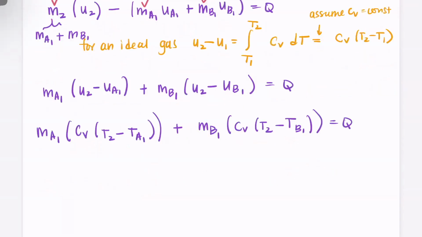Okay, so we have all of these things, except we need to pick CV. So we need to use the average CV for both of these. We'll have to use different CVs since the average will be different, since TA1 and TB1 are different temperatures, right? So we know MA1, T2, TA1, MB1, and TB1, but we need to find these CVs to use. Okay? So these are averages.